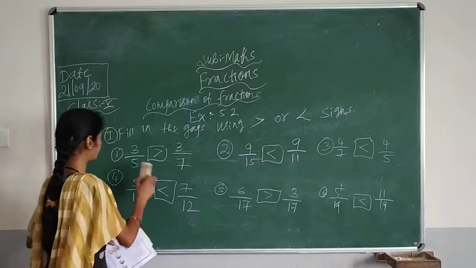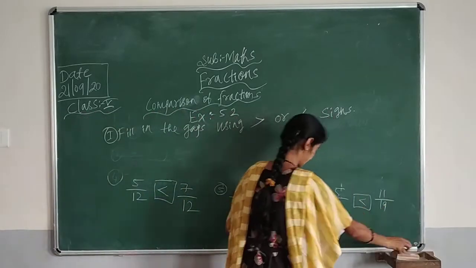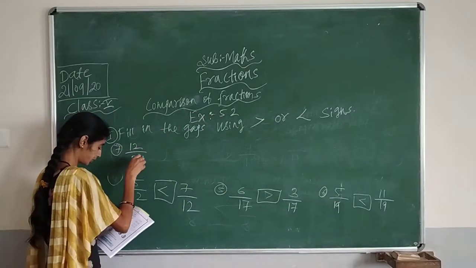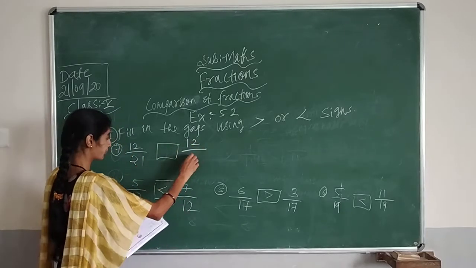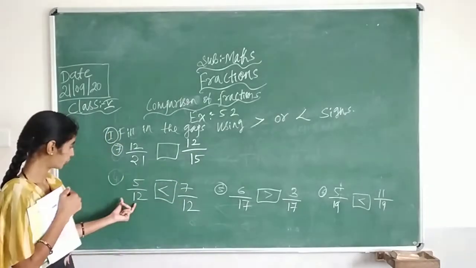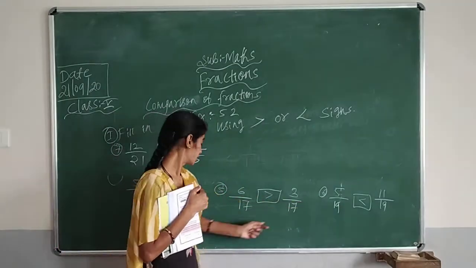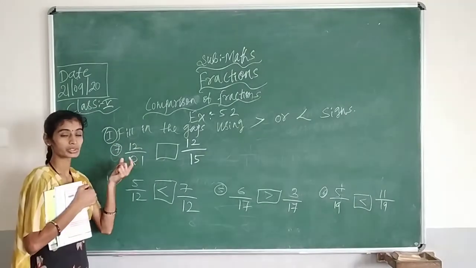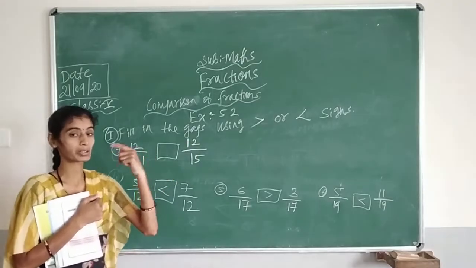Question number 7. So next we have the question number 7. 12 by 21, then 12 by 15. So again the question is going to change children. In question number 4, 5, 6, denominators were same. Again in question number 7, you have the numerators same. So again you have to use that procedure.